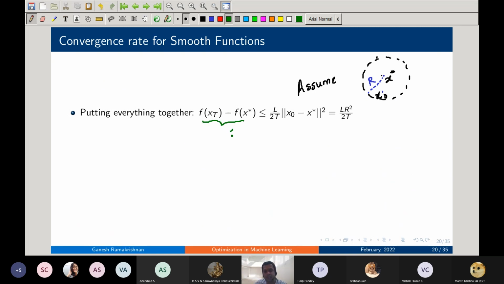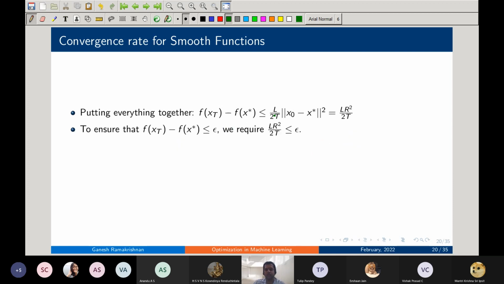So with that, let's try and write down: if you want this to be less than or equal to epsilon, then what do we know? For this, a sufficient condition is that this term is less than or equal to epsilon, right? And so what does this mean? Exactly as pointed out by one of you, T should be at least r square L by 2 epsilon. So it is greater than or equal to.